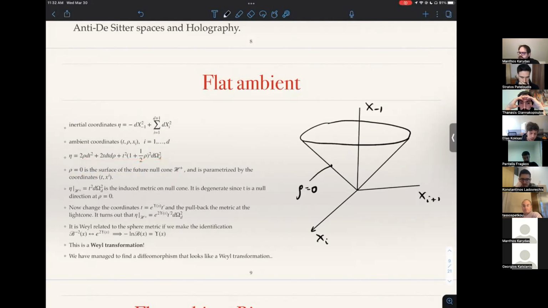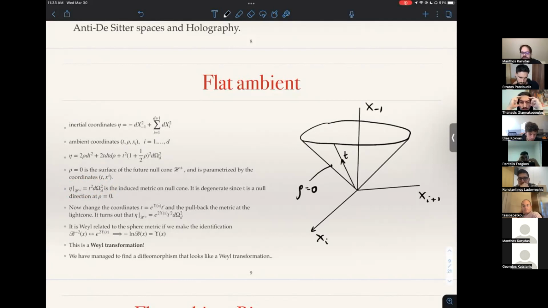The t coordinate, so we have rho and t, the t coordinate is radial outwards on the surface of the cone. So this is the t direction. Now I hope you can convince yourselves that if I want to find the metric on the null cone, I just pull it back at rho equals 0. And what you get is the metric is this. So it's t squared times the metric on a d sphere.